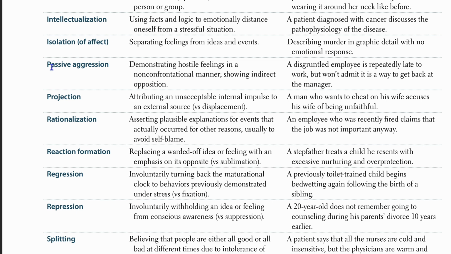Okay. Passive aggression. A disgruntled employee is repeatedly late to work but won't admit it, as a way to get back at the manager. So it's demonstrating hostile feelings in a non-confrontational manner, showing indirect opposition. Okay.